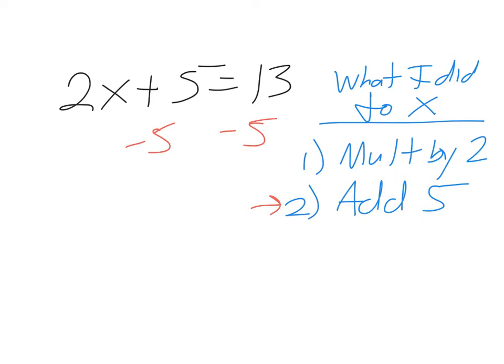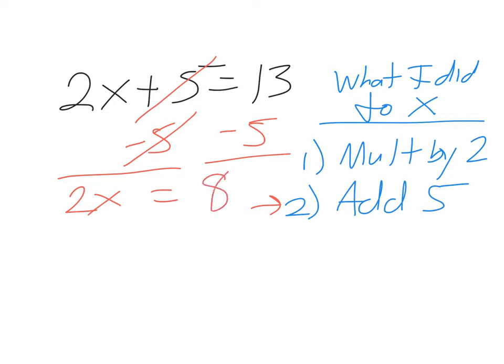I'm going to subtract 5 from both sides. Remember, what you say is important. When I subtract 5 from both sides, I didn't do anything to 2x, so the 2x stays. The 5 and the negative 5 cancel out, equals 13 minus 5, which is 8. So I just undid adding 5.